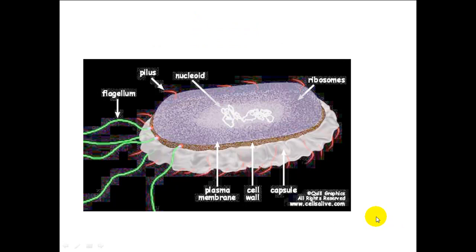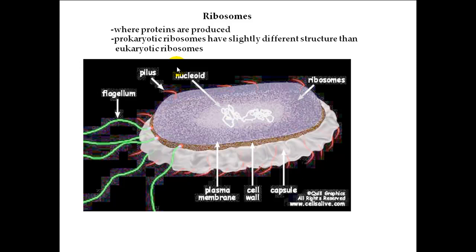Another structure that you find in not just bacterial cells, but all cells, is ribosomes. Ribosomes are the structures within the cell where proteins are produced. We won't say much about ribosomes here, but we'll just mention that the function is to produce proteins. We'll also mention that prokaryotic ribosomes have a slightly different structure from eukaryotic ribosomes. We'll come back to this later when we talk about antimicrobial drugs. There are some drugs out there that take advantage of this difference between prokaryotic ribosomes and eukaryotic ribosomes.